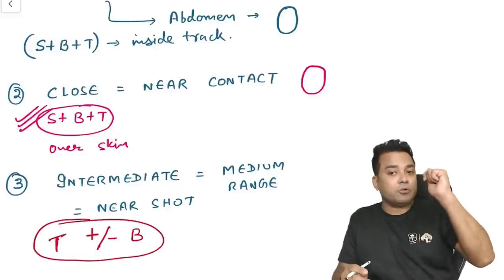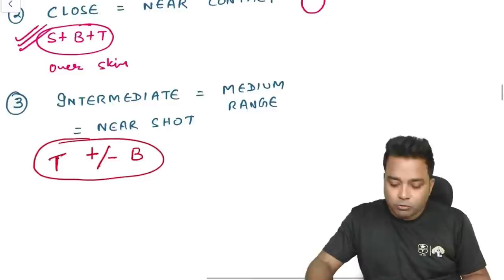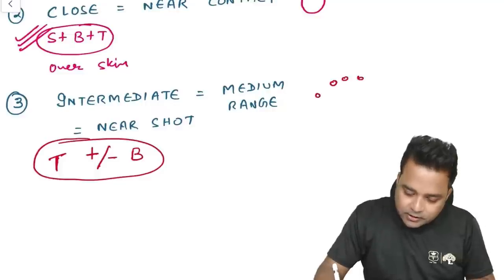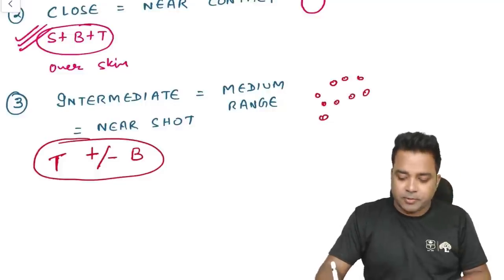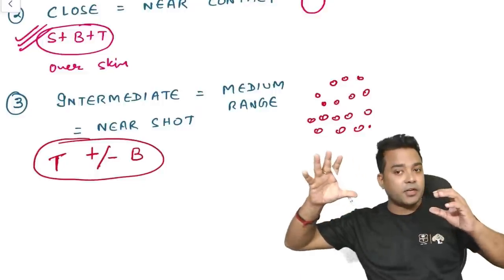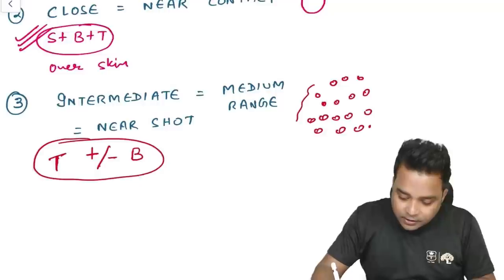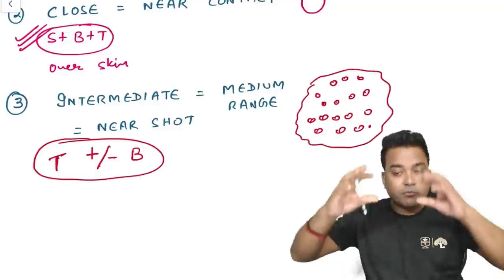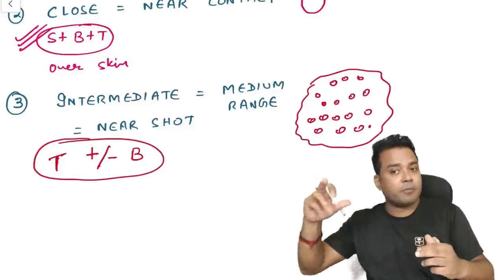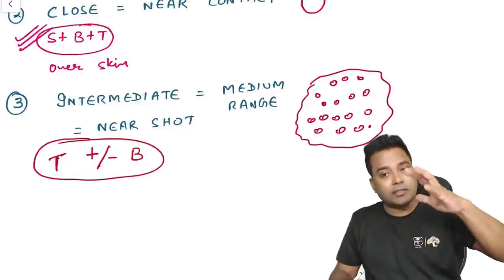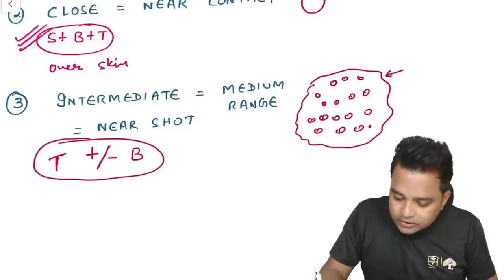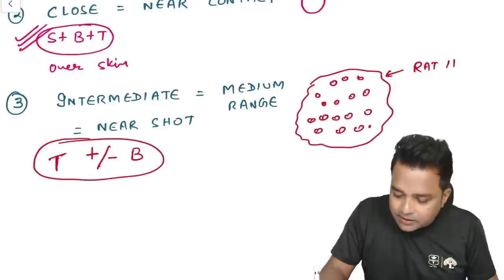What about the entry wound due to the dispersed pellets? Now the pellets will disperse, and suppose these are the dispersed pellets entering the body. Just imagine the pellets which I have drawn over the screen entering the body in an irregular way. So yes, the entry wound will be like this. When the pellets are moving in an irregular pattern inside the body, the entry wound will become irregular. It will appear as if a rat has nibbled the skin surface. I can call this entry a rat hole entry. Simple.